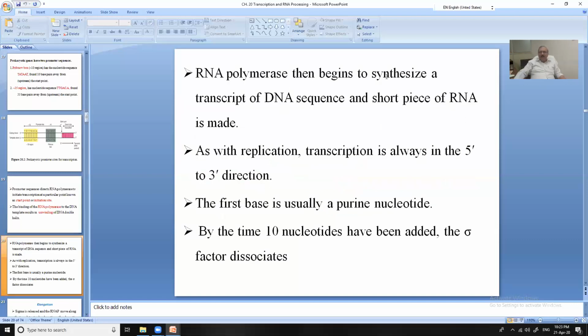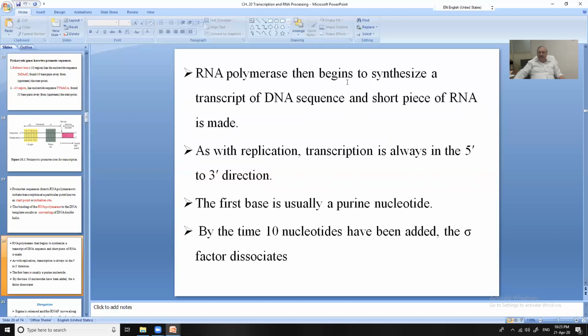RNA polymerase then begins to synthesize a transcript of DNA sequence and a short piece of RNA is made.